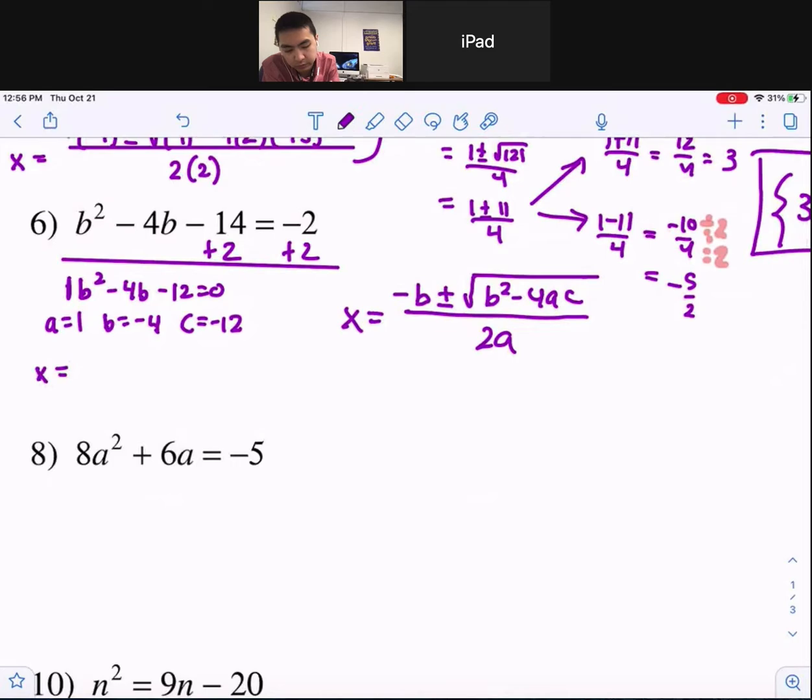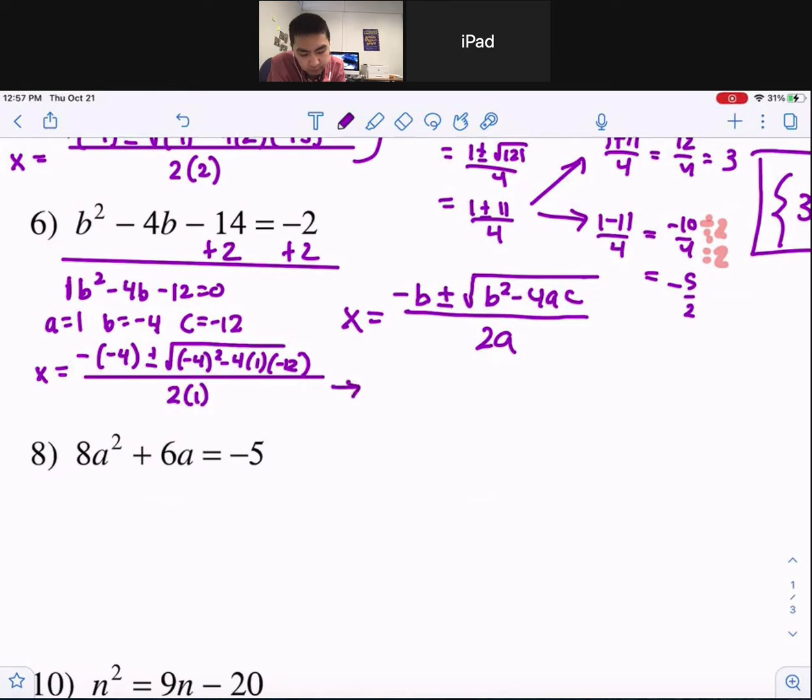So x equals negative of b, which is negative 4, plus and minus the square root of negative 4 squared minus 4 times your a times your c, all over 2 times a, which is 2 times 1. X equals negative negative 4, you guys, is 4, plus and minus negative 4 squared, that's 16, minus 4 times your a, which is 1, times negative 12, you guys, that's positive 48, all over 2.